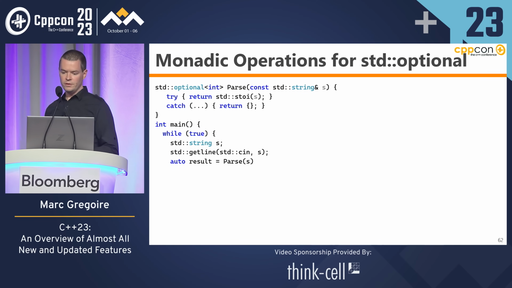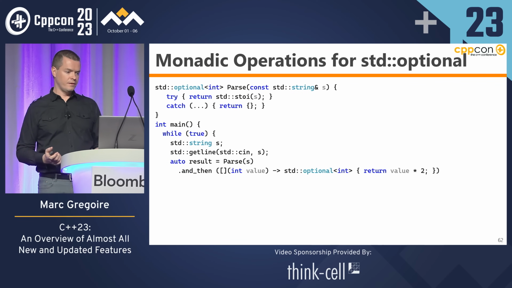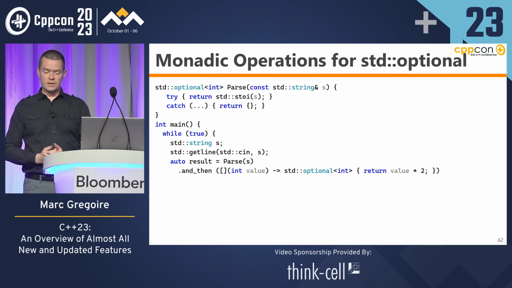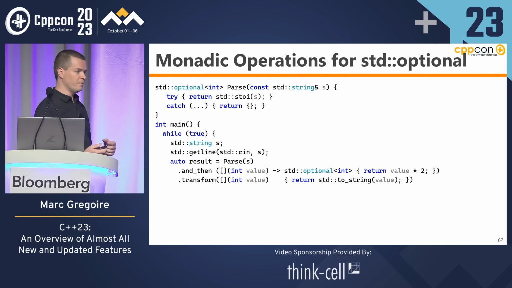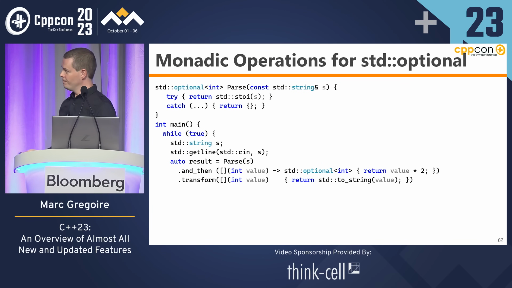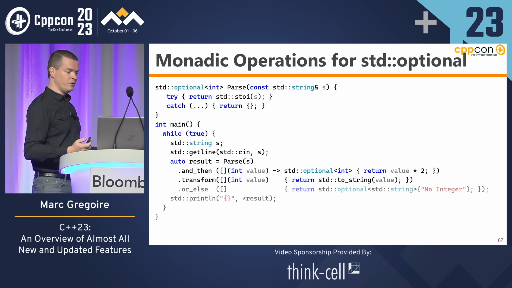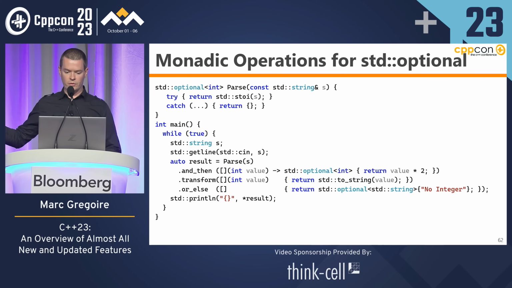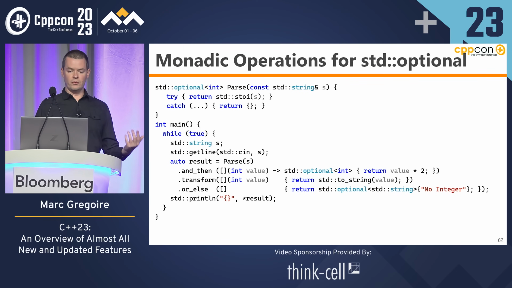Now, when the parse is successful, what I want to do is multiply the integer that the user entered by 2. So I just write and then. So if my optional is not empty, it will execute this lambda expression, and it will multiply my value by 2. And after that, I want to convert my calculated double value back to a string. So I use transform to transform my integer value into a std string. And if the user did enter something that I could not parse as an integer, then you use or-else. And in this case, or-else just returns me an optional containing the string no integer. And then the last line just prints me the contents of my result.